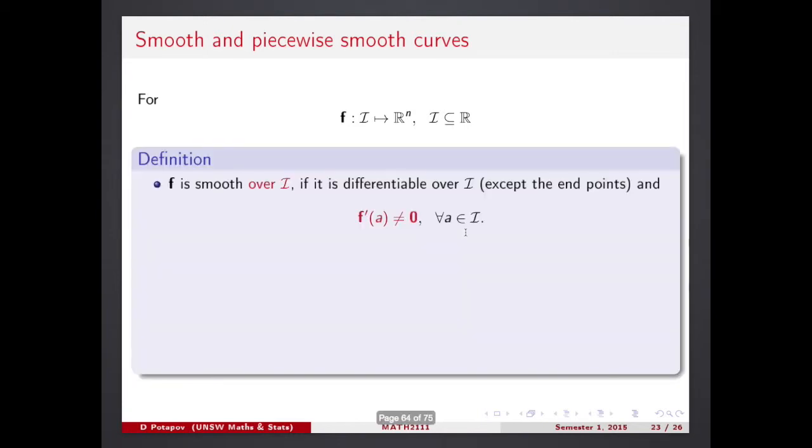Look how we define a curve to be smooth. We say a curve is smooth over an interval. Interestingly enough, we never define a curve smooth at a point, unlike differentiability. Differentiability is defined first at the point and then from that on the interval. With the smooth concept, you only look at the interval. So we say that f is smooth over the interval if it is differentiable over that interval I.